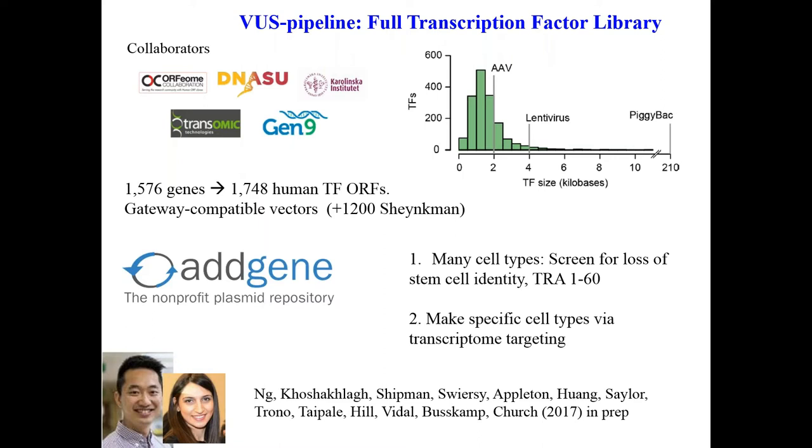Finally, after a few years of work, we have made a full human transcription factor library. This is an interesting computational task. It's still ongoing. We now have at least one expression clone for everything that might even look like a DNA binding protein in the human genome. But we're now trying to make all the splice variants on that. So we have 1,748 open reading frame expression clones already, and these will be distributed in open access, inexpensively at cost through the nonprofit AddGene.